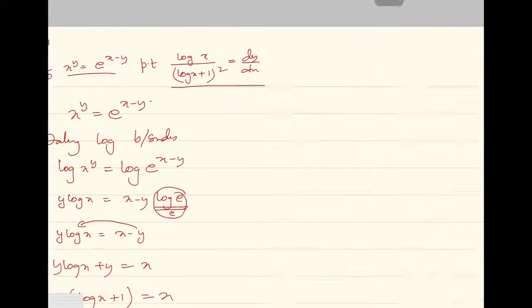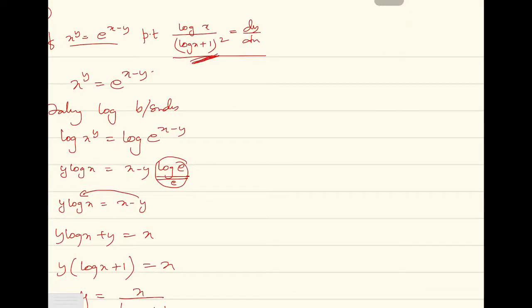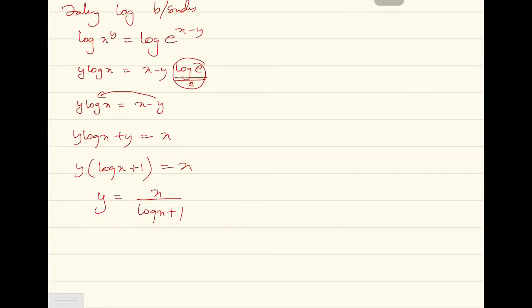Now if you see here, there is a (log x plus 1) whole square, which happens when there is the quotient rule, isn't it, everyone? When you use the quotient rule, the denominator function becomes squared. So check the denominator function, log x plus 1. Now I can differentiate: d/dx of y equals d/dx of x divided by log x plus 1. Let's try it out. What do I get?